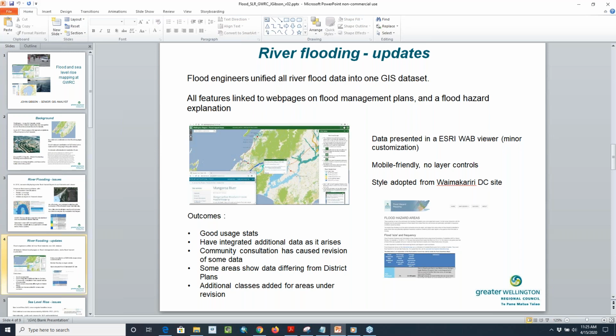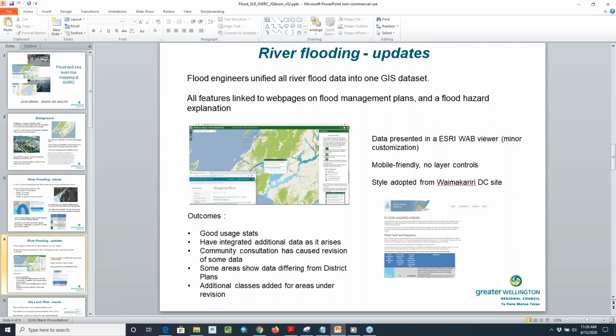It was launched in 2017, and we had good consistent usage stats from our community. We integrate additional data as it arises. Community consultation has caused revision in some areas, as well as new surveys that we've undertaken.